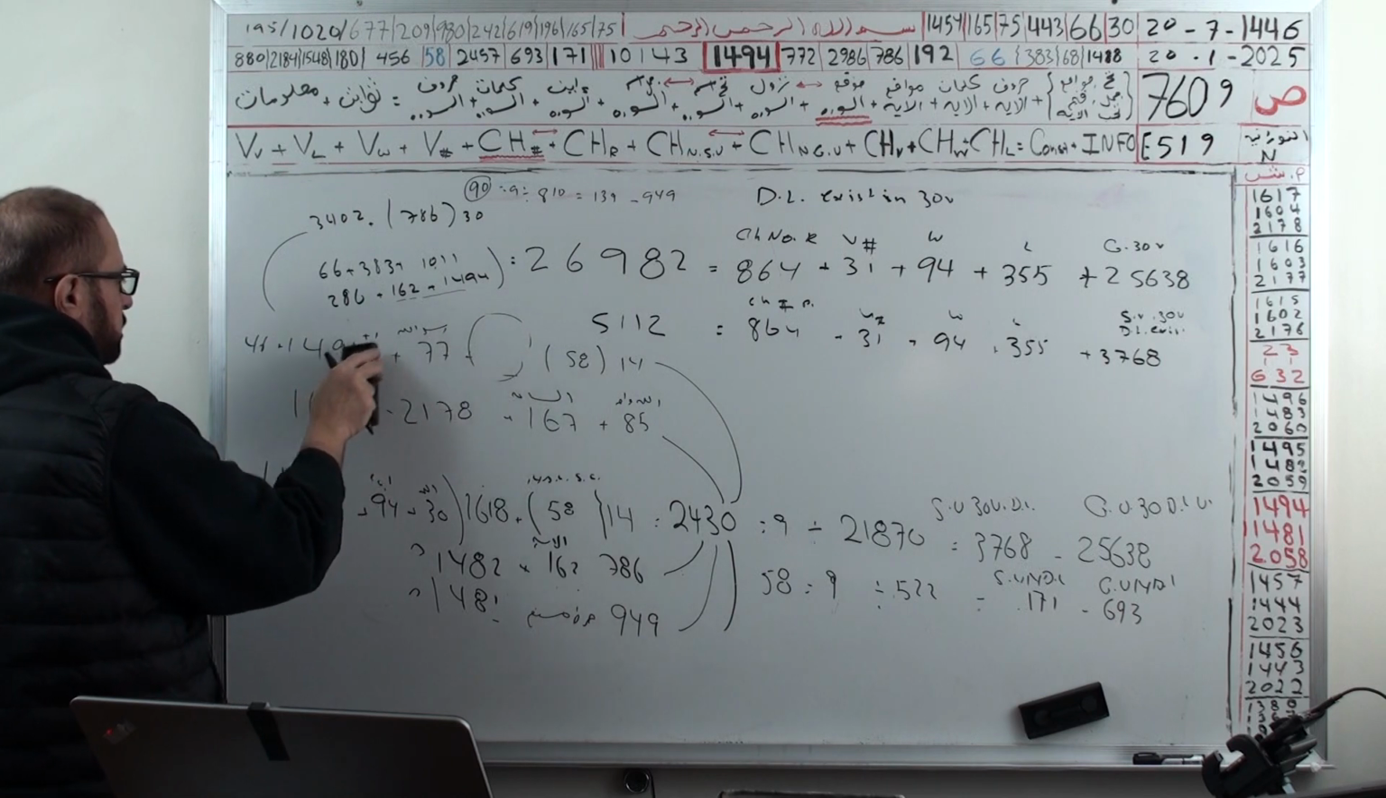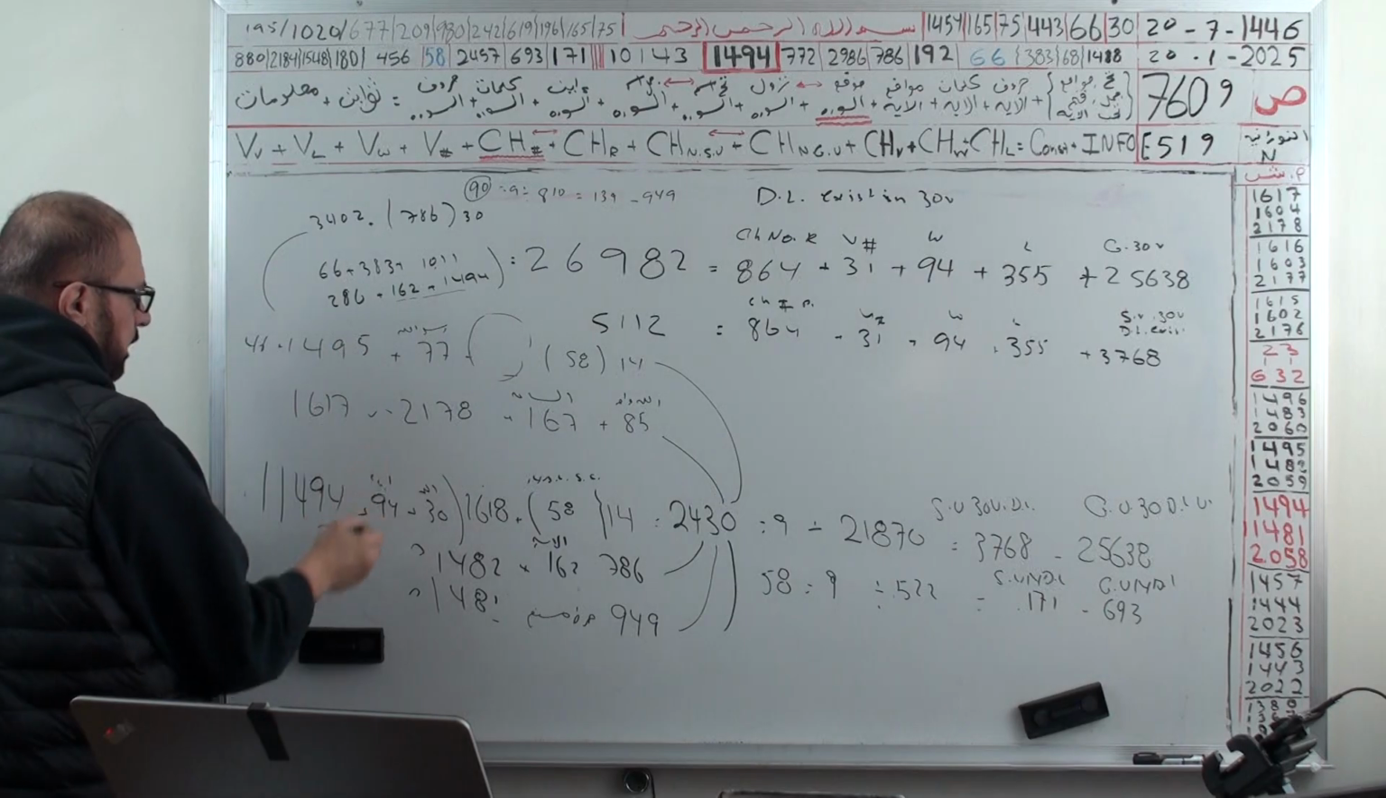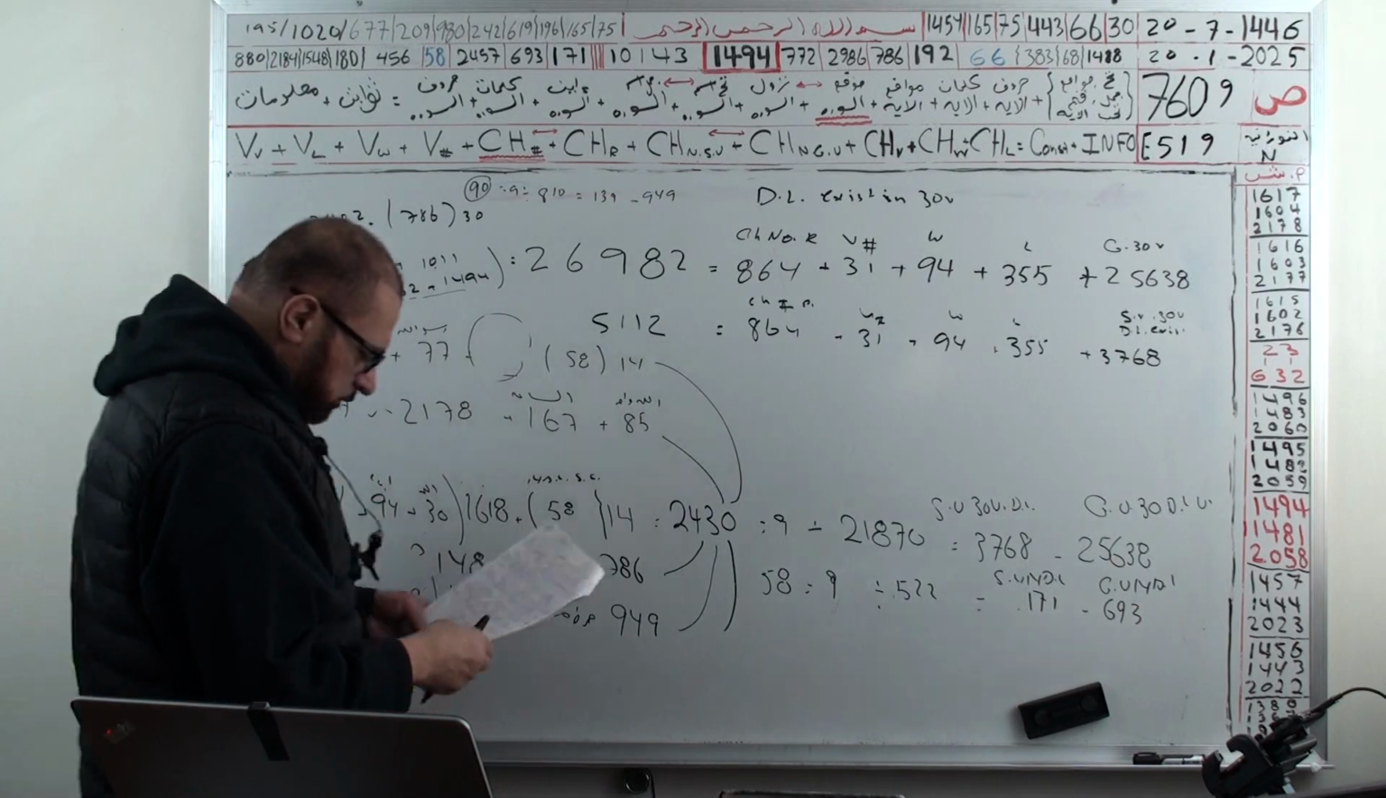This is second choice, 1495, okay? This is good, which is 1482. All right, that's very nice.